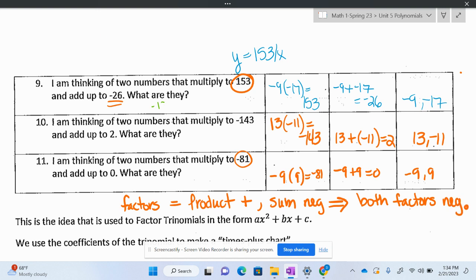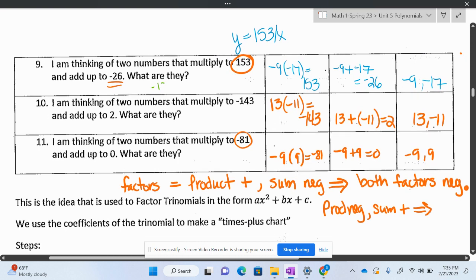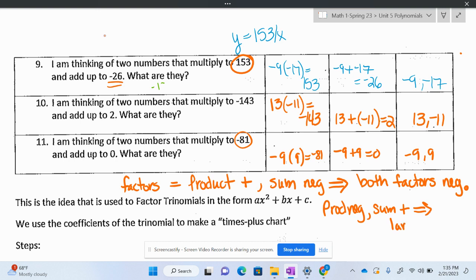Okay, this is just something that hopefully you discovered. What about if my product is positive and my sum is positive? All my factors are positive as well. Okay. What about if my product is negative? If the product is negative and the sum is positive, what did we learn? Yeah, the larger factor needs to be positive.